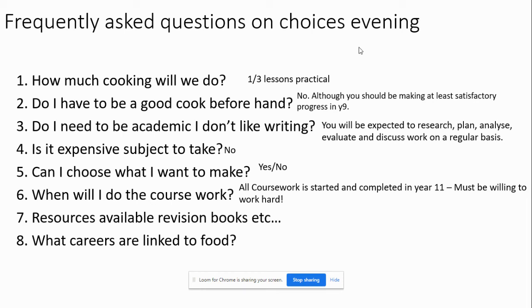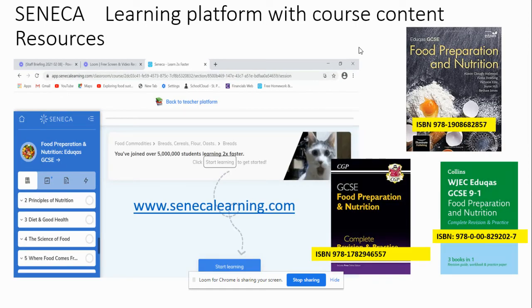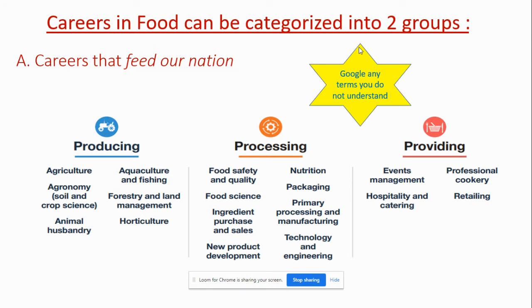Now, the big question, what careers are linked to food? Now, this week, your son has hopefully been taking part in a careers lesson remotely online with me. And so he will have a better understanding of what it is to be considering food as a career. So you don't just have to be a chef or work in a restaurant. There's lots of other job opportunities as well. So here we have a breakdown of future employment opportunities if your son was to choose this subject.